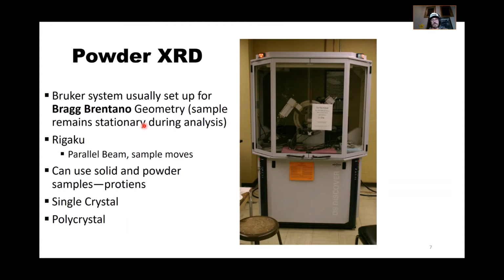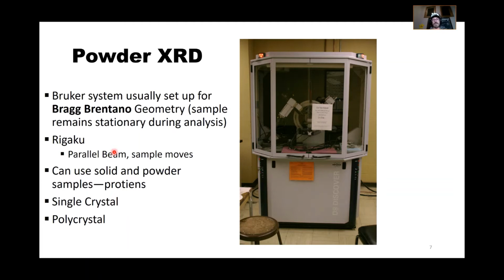For powder XRD, you can use solid and powder specimens. On the Rigaku, I believe you can really only use powder. You take a microscope slide and put Vaseline on it, and then put your powder on the Vaseline. The Bruker has various sample stages, and you have this, I believe, polycarbonate puck with a little hole in it. You can put powder there. A lot of people use it for solid specimens, and I've used it for solid specimens as well.